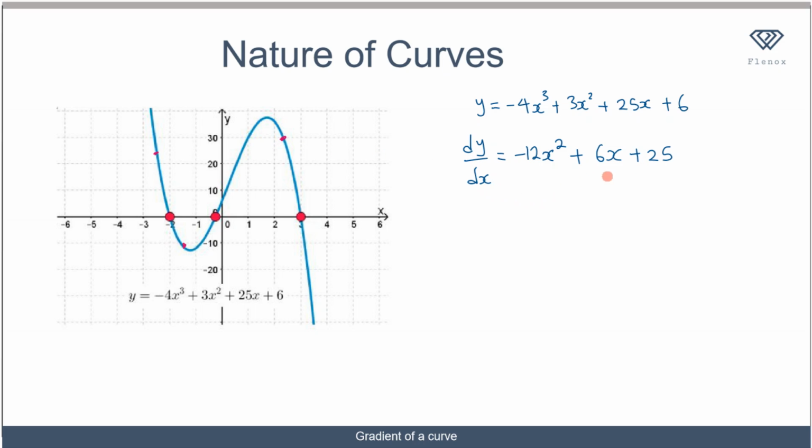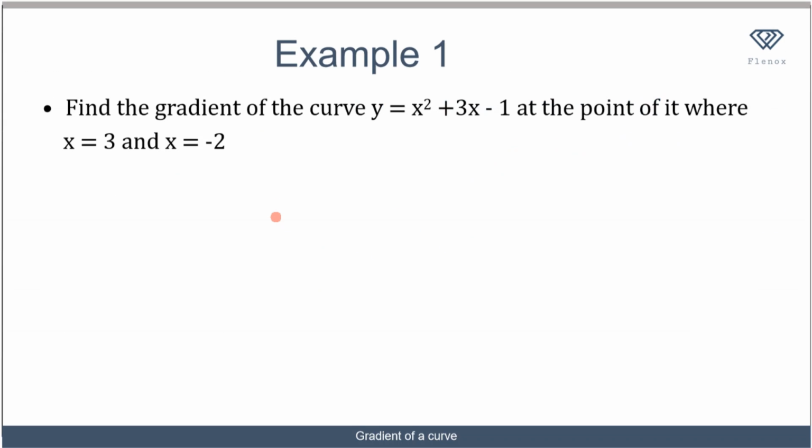So based on the gradient function, for any value of x, we can substitute it here and find the gradient of the curve at that particular point. So in terms of finding the gradient of a curve, what we have is the gradient function. Based on this function, we can now find the gradient at a particular point on a curve. So let's look at some real examples to illustrate this point.